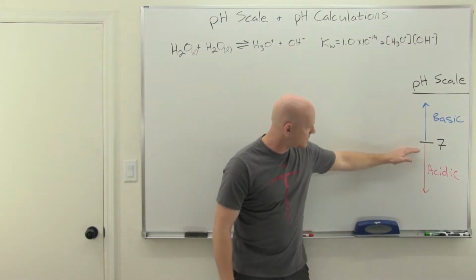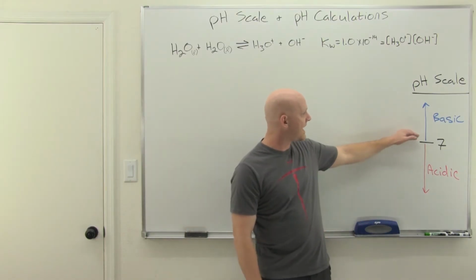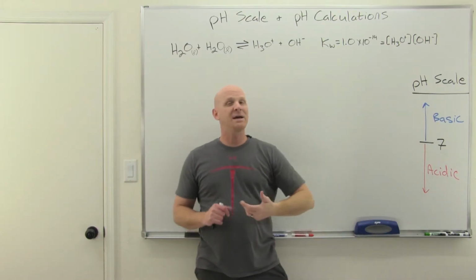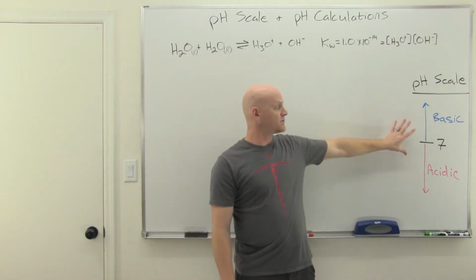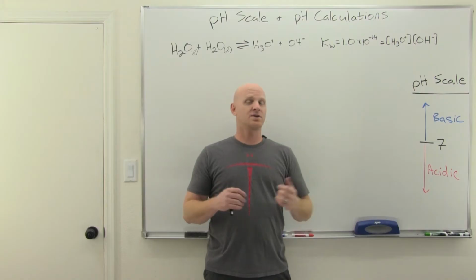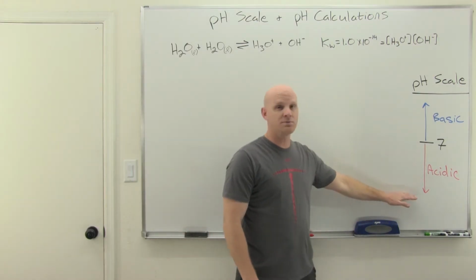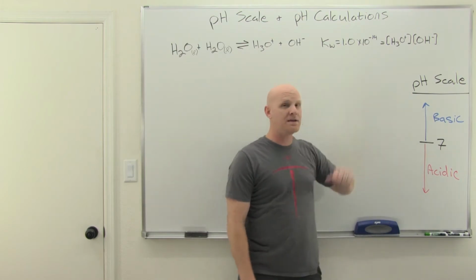If the pH comes out lower than 7, you've got an acidic solution. And if the pH comes out higher than 7, you've got a basic solution. So this scale is really nice for quickly figuring out not only whether our solution is acidic or basic, but how acidic or how basic, because the lower the pH, the more acidic it is, and the higher the pH, the more basic it is.